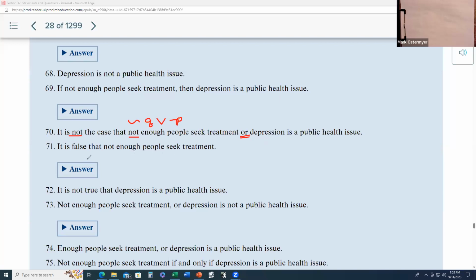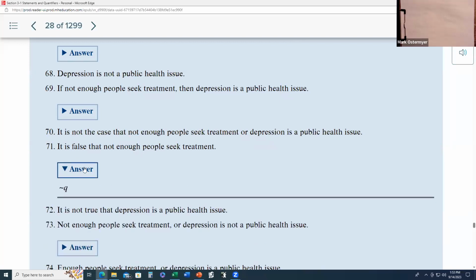Number 71, it is false that not enough people seek treatment. Isn't that the negation of what? Q again, correct? Enough people, yep. To say it's false that not enough people seek treatment, that'd be the negation of Q. Let's see if that's what they have for an answer here. Yeah, okay.